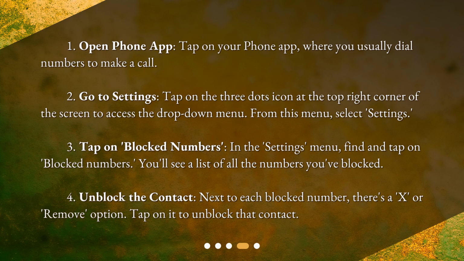3. Tap on Blocked Numbers. In the Settings menu, find and tap on Blocked Numbers. You'll see a list of all the numbers you've blocked. 4. Unblock the contact. Next to each blocked number, there's an X or Remove option. Tap on it to unblock that contact.